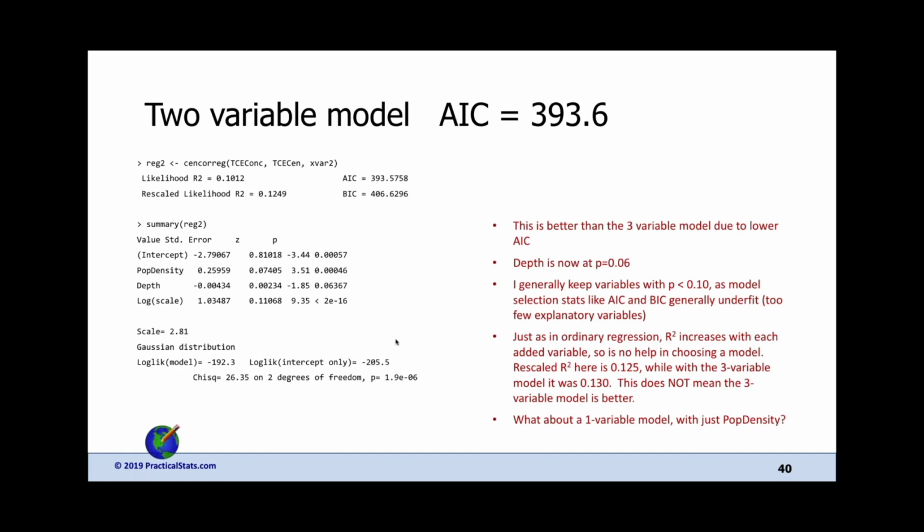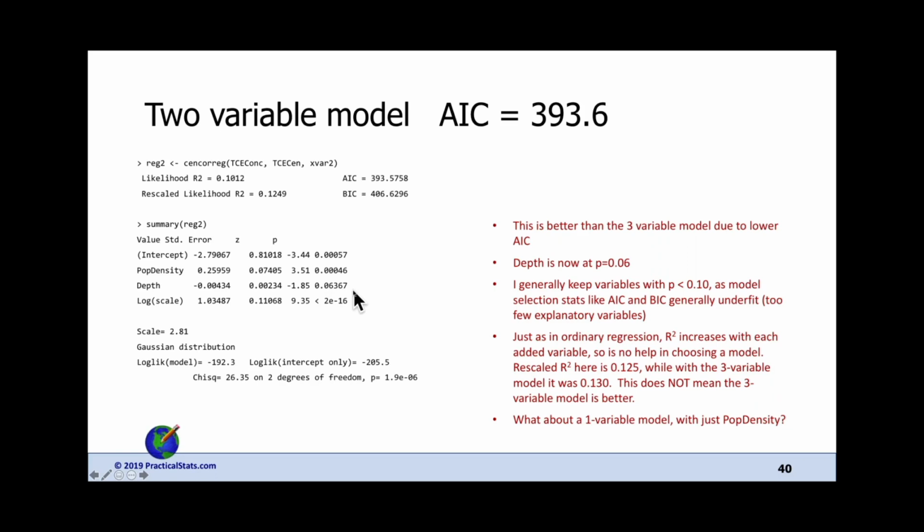The 2 variable model, throwing out the land use variable, has an AIC that's even lower, 393.6. And so it is a better model than the 3 variable model. You'll notice that it still keeps population density in with a very small p-value, and the depth with a p-value of 0.06.